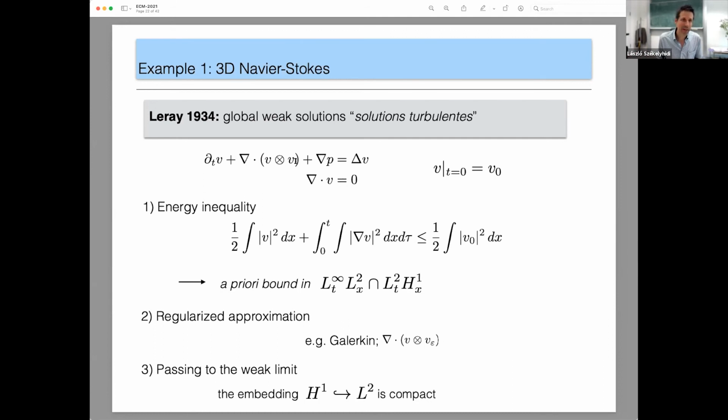And that requires the sort of averaging or weak convergence that I referred to in the closure problem. But here there is something else, because we have this H1 bound, and H1 embeds compactly in L2. This was proved by Leray without any prior knowledge, by an interesting proof, actually very different from what people use now, that this is compact.